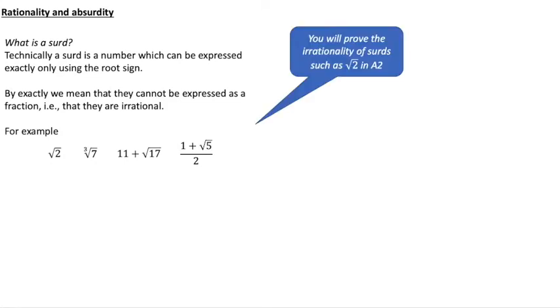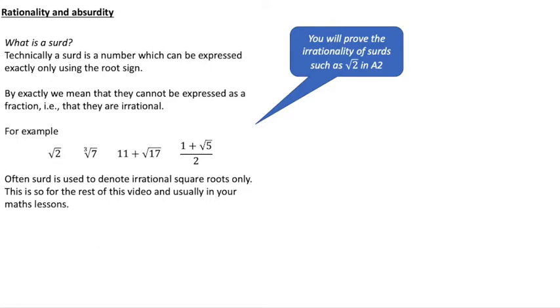And you will prove the irrationality of surds such as the square root of 2 in A2. And often surd is used to denote irrational square roots only. And this is so for the rest of this video, and usually in your maths lessons that's what a surd will be referring to. So from the list above we'd often only use the word surd for root 2.